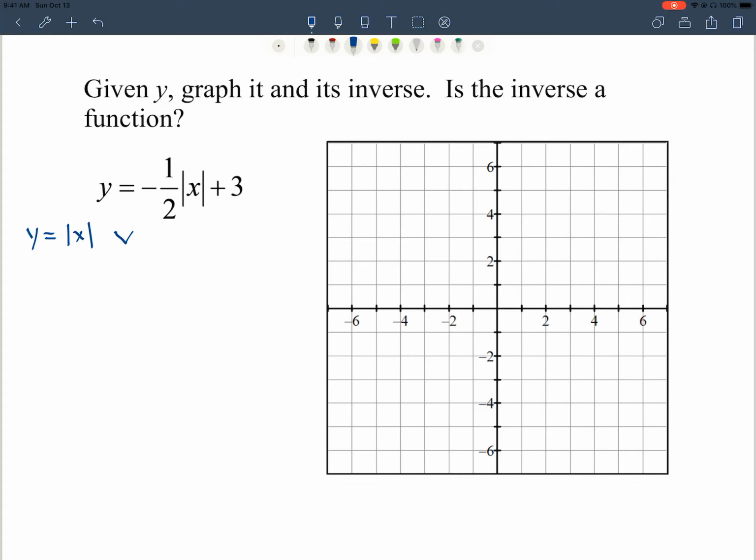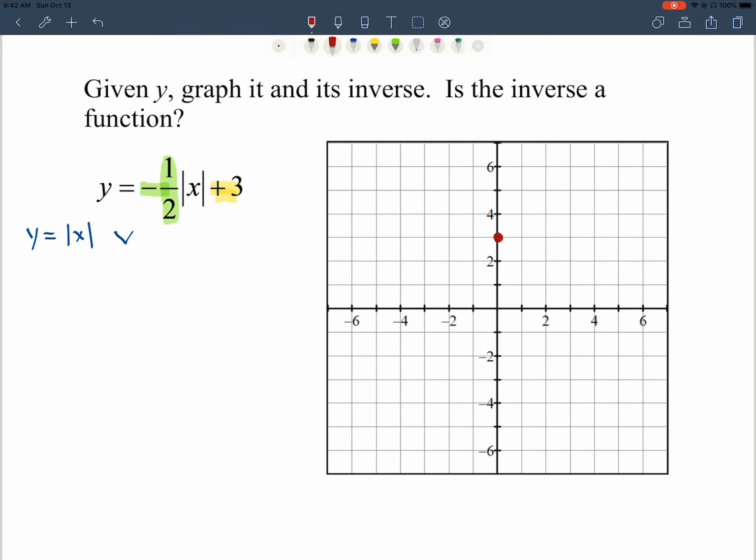So when we look here, this +3 is a vertical shift up 3, and then we've got this -1/2 here. Remember, that's going to act like our slope when we're graphing it. So let's start out here. We know originally our graph had a vertex at 0, 0, so we're going to move that up 3 units first. So now we have a point at 0, 3.